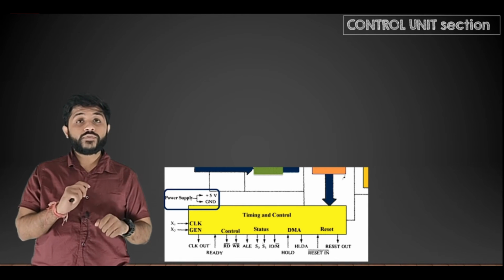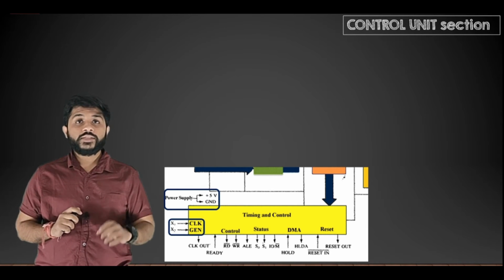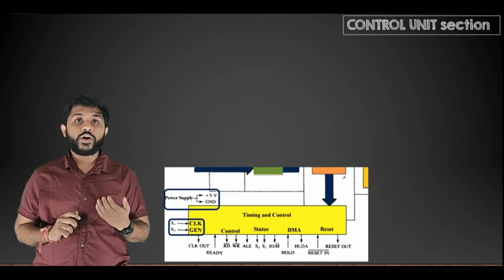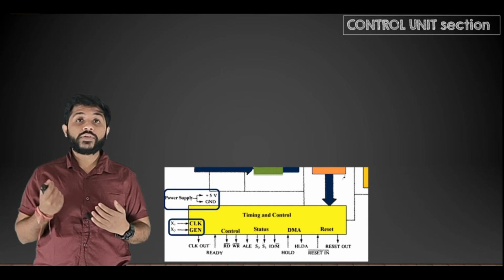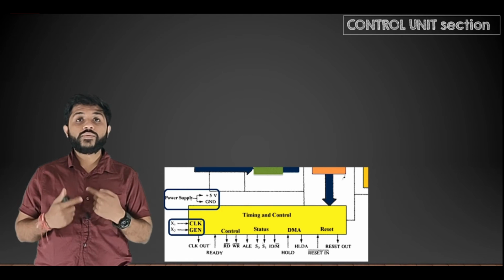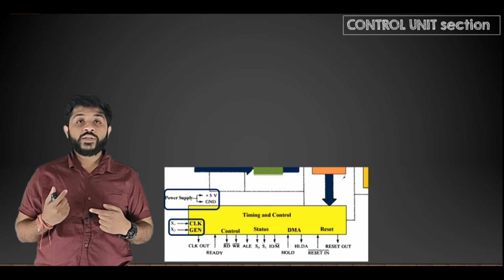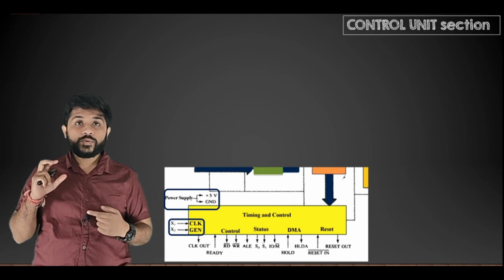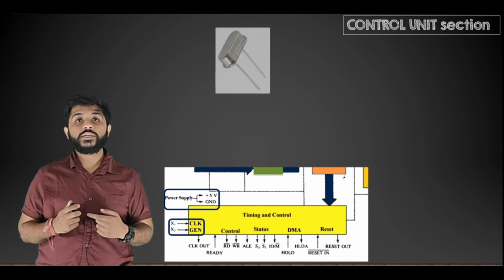The next two pins of this block are X1 and X2. These pins are used to generate the clock. Now the processor works at a particular frequency. The higher the frequency, the more quickly the processor can work. So to function, the processor needs a clock, and we can provide the clock to the microprocessor by using a crystal.